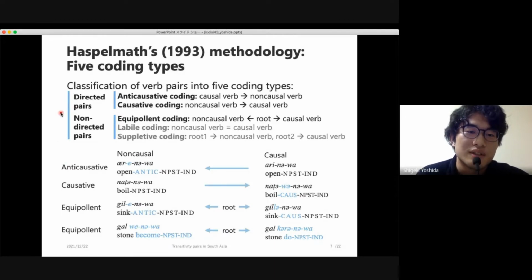He also proposed 5 coding types for the classification of verb pairs. But in this study, I only used 3 of them: anticausative, causative, and equivalent coding. The examples of these coding types are shown here. Anticausative and causative coding are directed verb pairs because we can determine the direction of derivations. For example, in anticausative coding, the causal verb is basic, and the non-causal verb is derived from the causal verb.